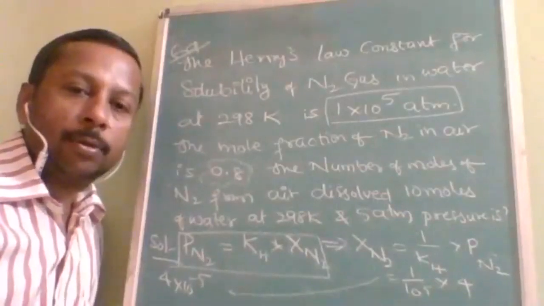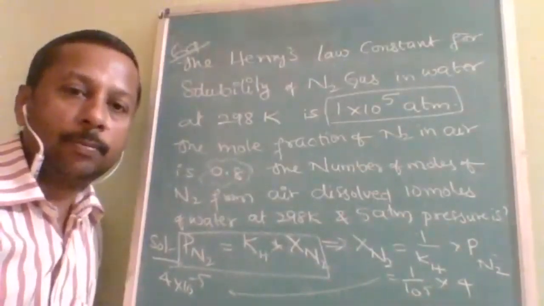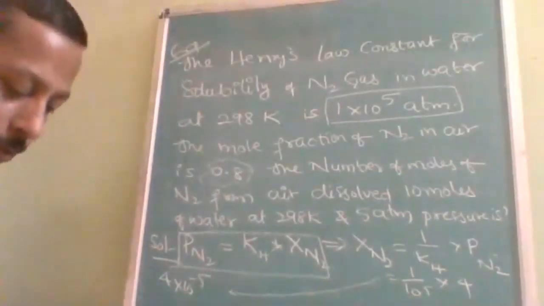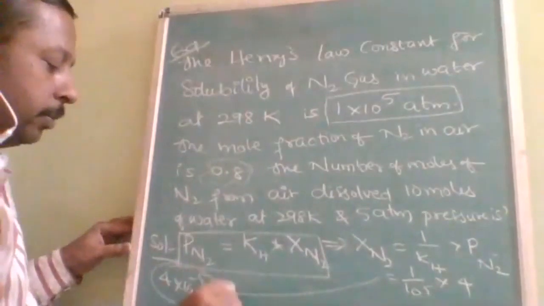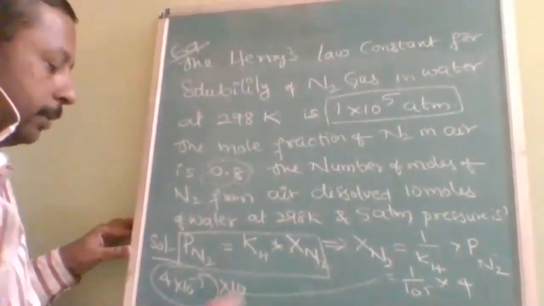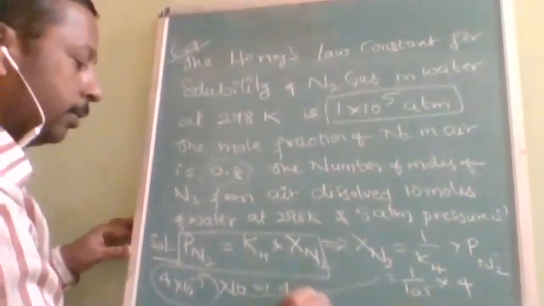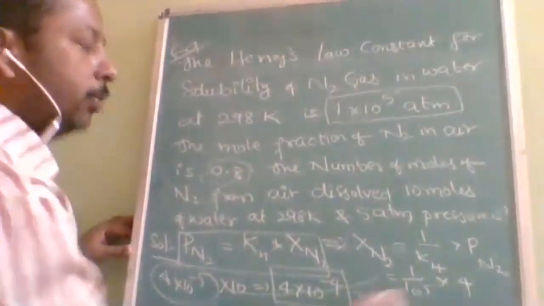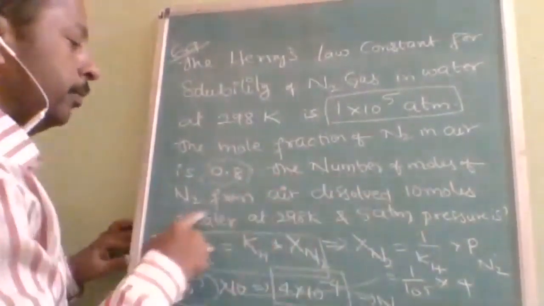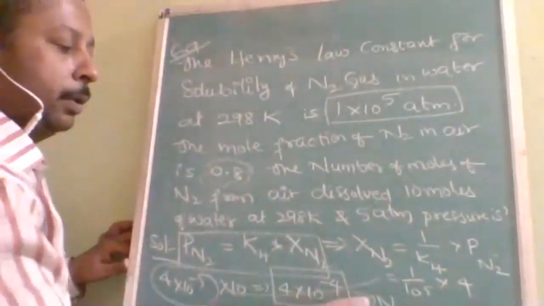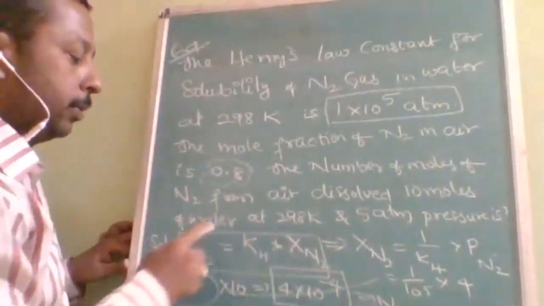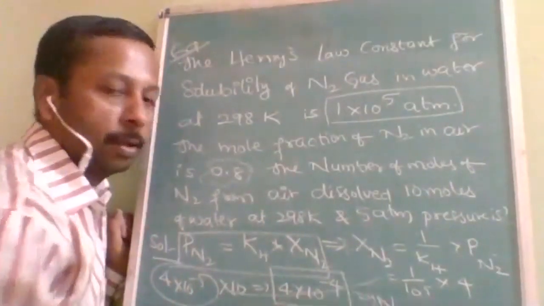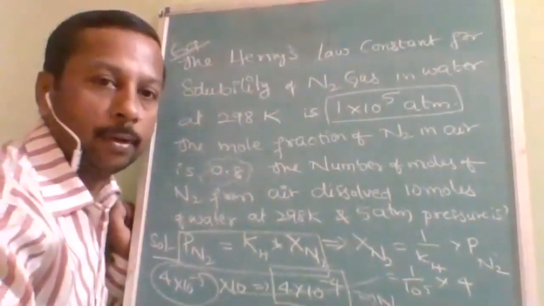This is the mole fraction for 1 mole, but we want it for 10 moles. So when you multiply it by 10, the answer will be 4 into 10 to the power of minus 4 moles of N2. What you have to find out is the number of moles of N2. These many moles of N2 will dissolve in 10 moles of water. The answer is 4 into 10 to the power of minus 4 moles of N2 will dissolve in water.